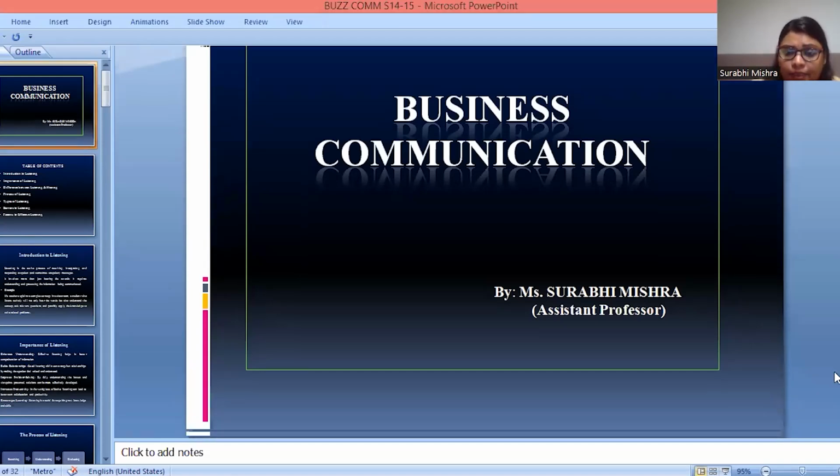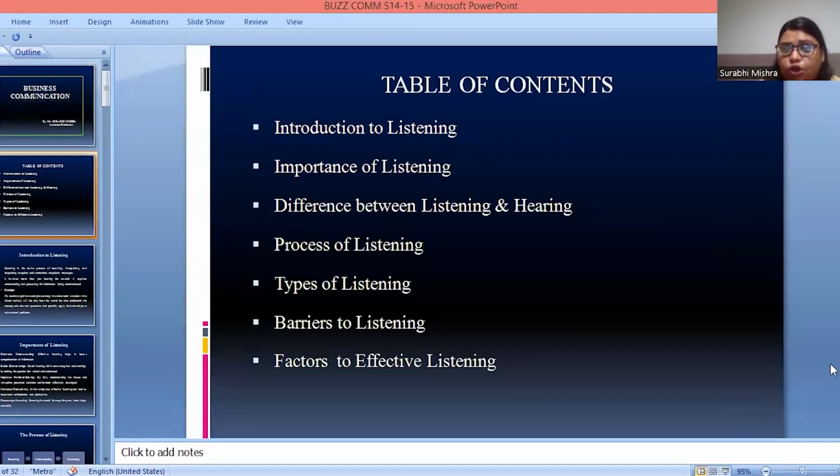Moving towards the topics we're going to cover today, as I already mentioned, we'll be discussing the introduction to listening, the importance, the differences between listening and hearing, the different types of listening, the process of listening, the barriers to listening, and how we can produce effective listening by following some factors. So let's start with the topic.